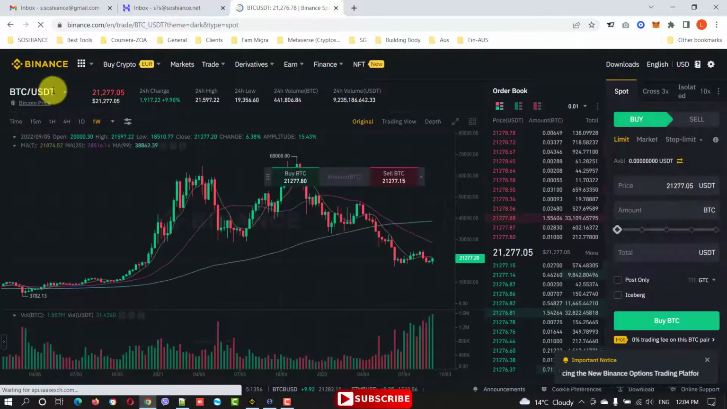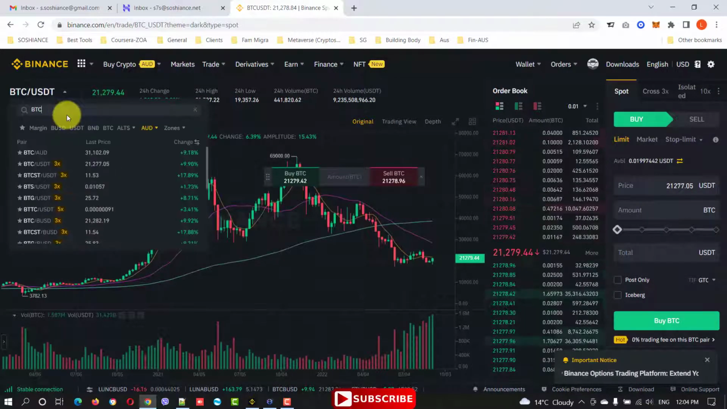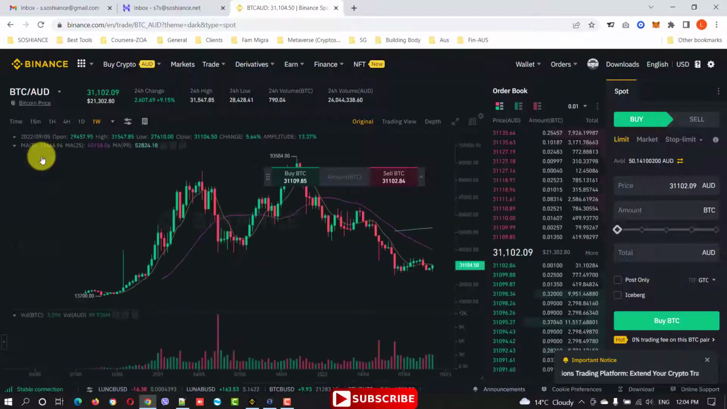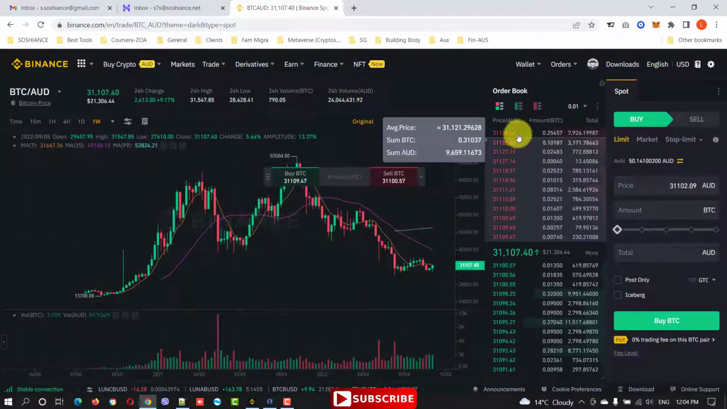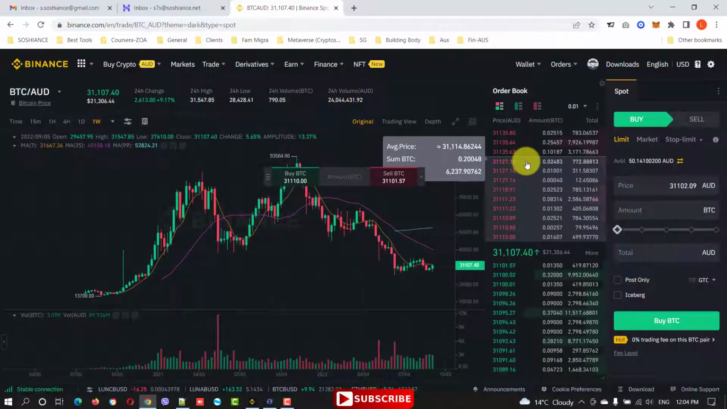A Bitcoin USDT, what I want is I want to buy Bitcoin Australian dollar. You can see these are the bid prices and these are the prices that are higher than the market price that people are trying to sell.